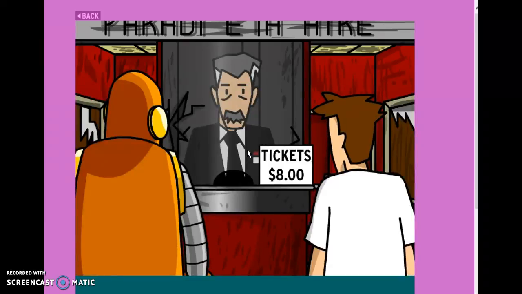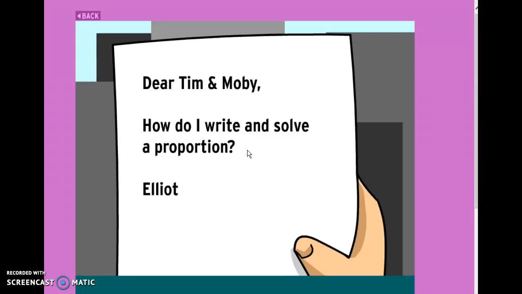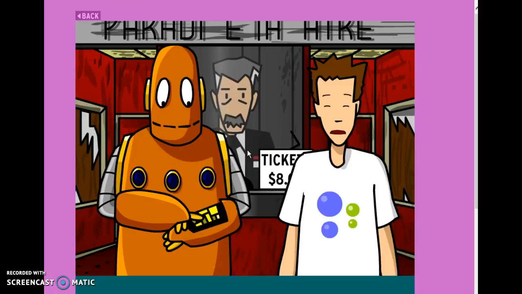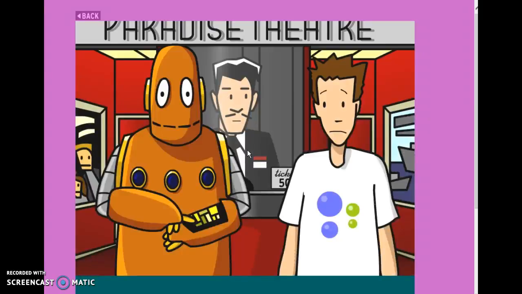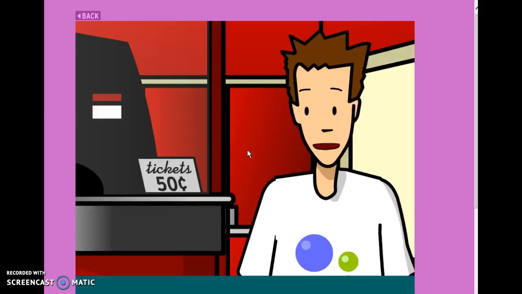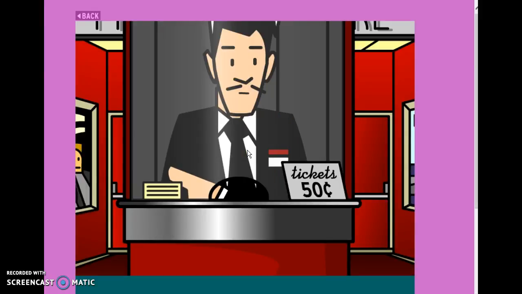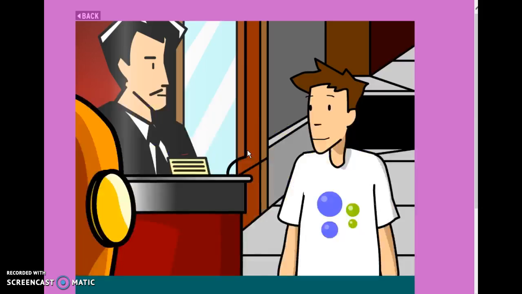Hey, the price of a movie ticket went up again. Give me money. Dear Tim and Moby, how do I write and solve a proportion? From Elliot. Well, a proportion is like a comparison. It's sort of like, hey, listen. He brought us back in time to the 1940s? 50 cents, let's go. Please pay the price proportional to the price from your time. Hey, what's that all about? Hey, sorry, kid, but we've been getting a lot of time travelers this month. Fine, we can do this.